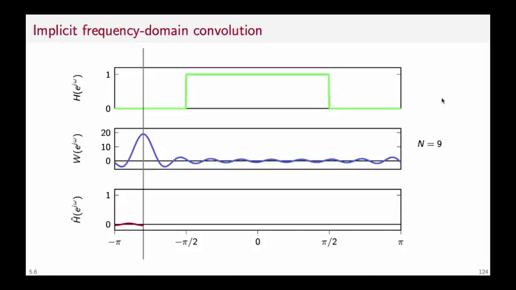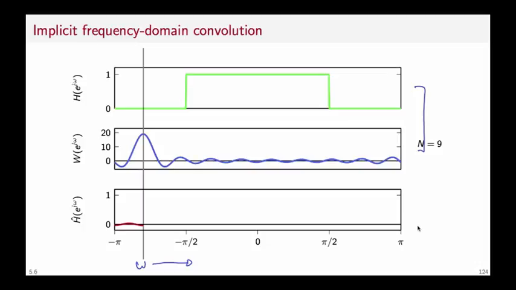Here are the actors involved in the play. We have H of e to the j omega, which is the Fourier transform of the ideal filter. We have W of e to the j omega, which is the Fourier transform of the indicator function. And here we have the result, which is the integral of the product of these two guys. As omega moves along the axis here, we will recenter the Fourier transform of the indicator function, take the product of the two, and compute the integral.